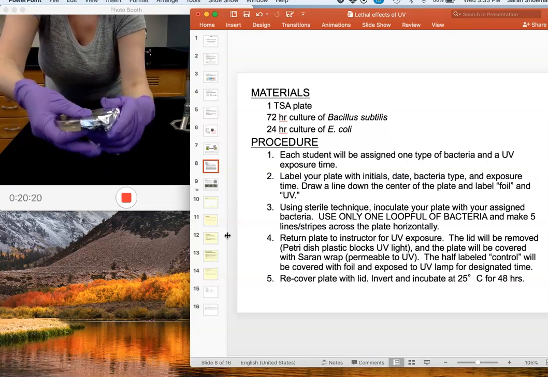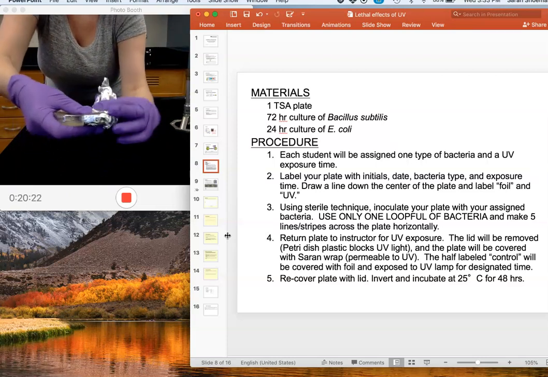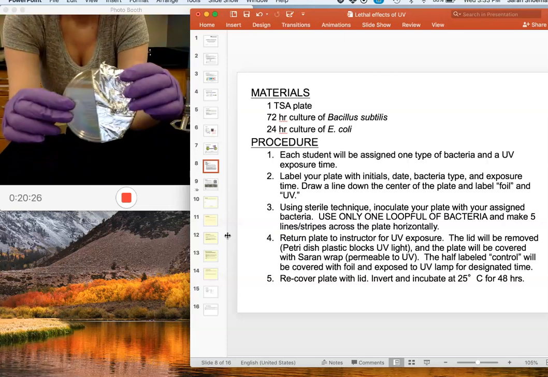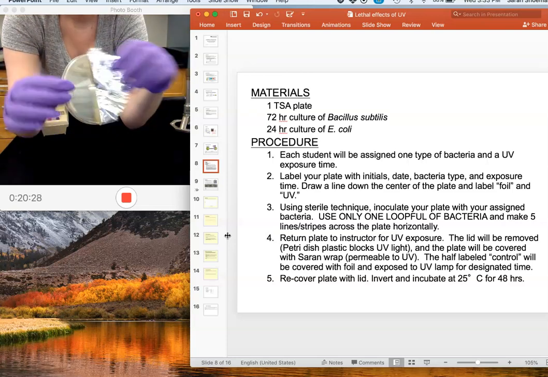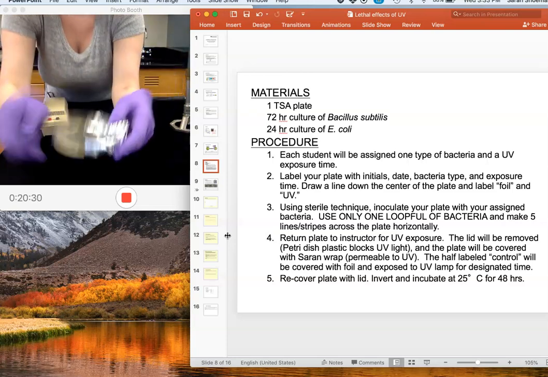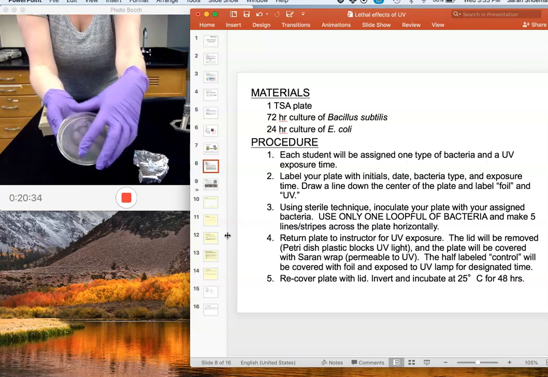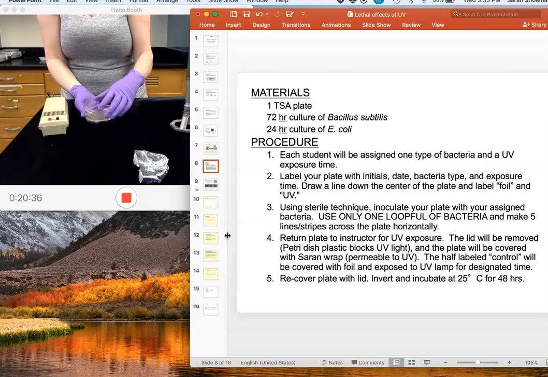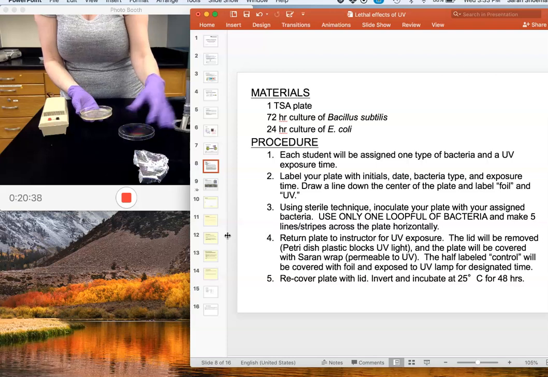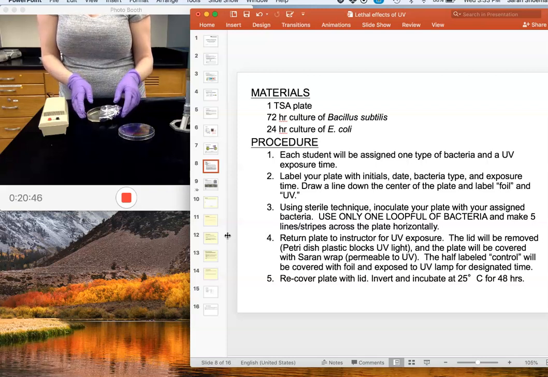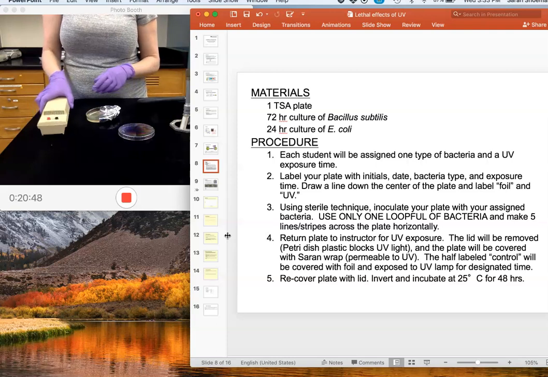So I'm just going to shape the foil into this little foil skull cap or something for this plate. Okay, so now I safely did that. And now that I'm ready to shine the UV light, I'm going to carefully remove the top. I'm going to place it lid down on the bench top. I'm going to carefully slide my Petri dish in here. And then I'm going to shine my UV light on it.